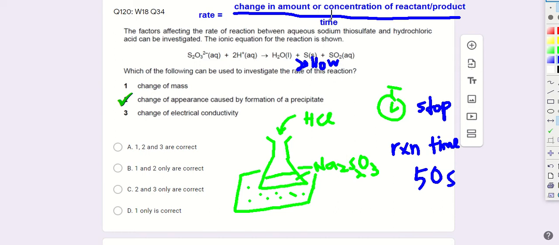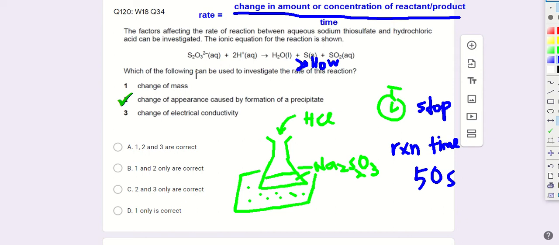If I have two different conical flasks, one becomes cloudy very fast, the other one becomes cloudy slower. So I know the one that becomes cloudy very fast has a higher rate of reaction. The one that becomes cloudy slower has a lower rate of reaction. But to measure the rate of reaction, we must always have something that we can observe or measure over time.